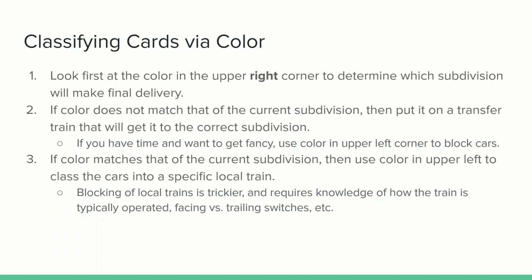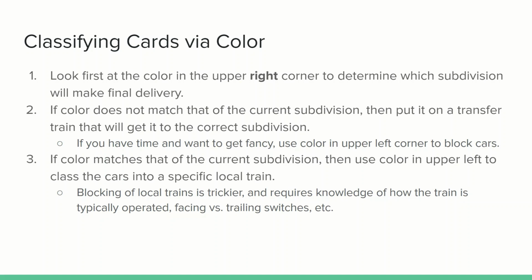So essentially the rules are you look first at the color in the upper right to determine the subdivision that particular car should be directed to. And if it's not the current subdivision that yard is serving, then you're going to put it on a transfer train to take it to the correct subdivision.